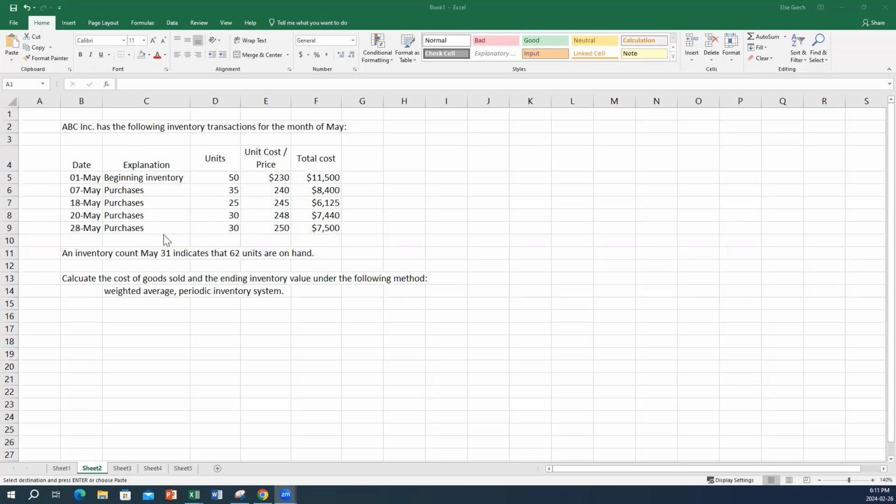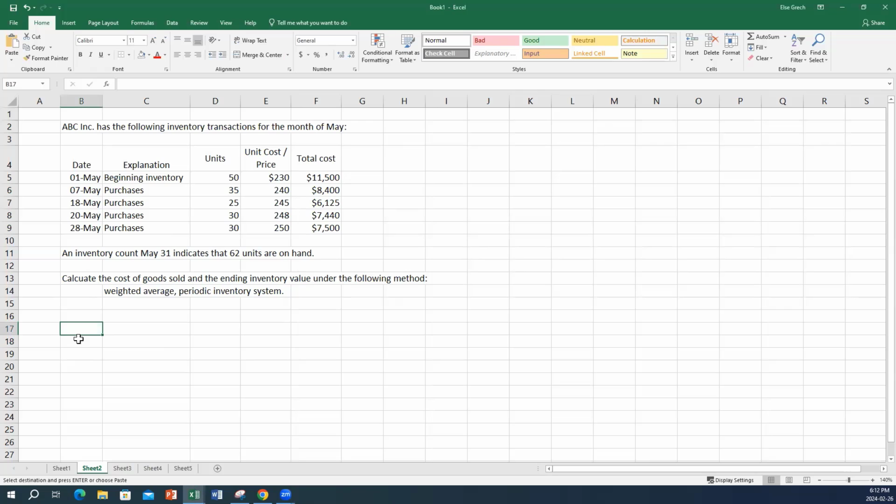Now, they also have 4 purchases throughout the period. Notice no information about sales. That's because under the periodic inventory system, we don't track the cost of goods sold for each sale. Instead, we calculate the cost of goods sold at the end of the period. So it says an inventory count at May 31st indicates that 62 units are on hand. So how do we start with the calculation?